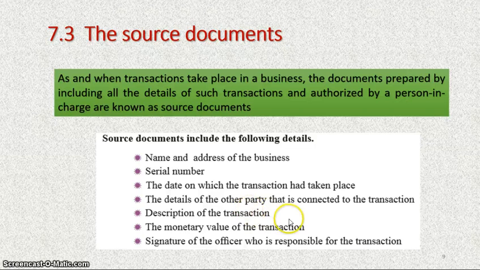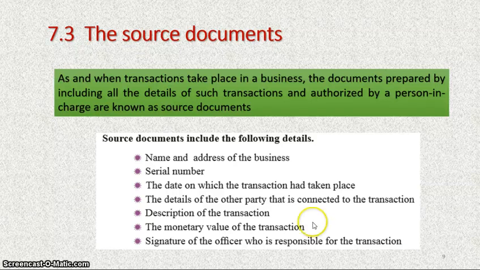The details of the other party connected to the transaction. So it will have the details of the one who paid the fees. It will have the details of the school. Description of the transaction. What is the description? Did you pay school fees, or did you purchase a good? Things like that will be there in the source document.